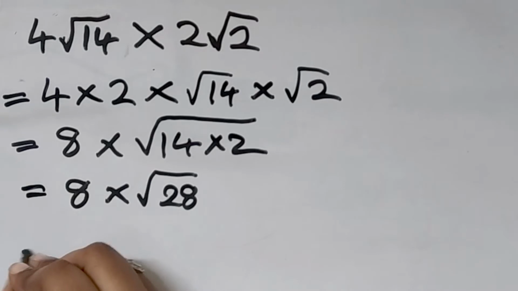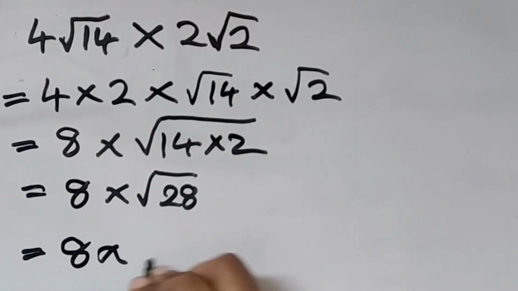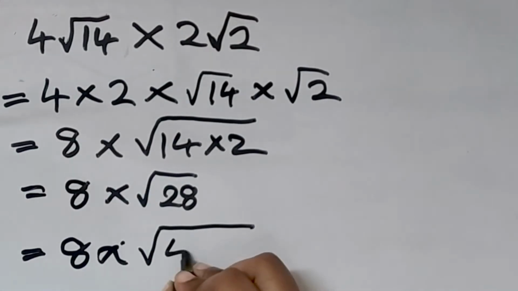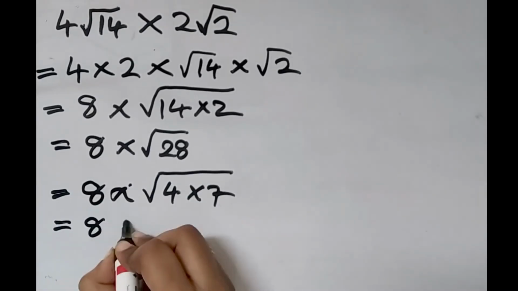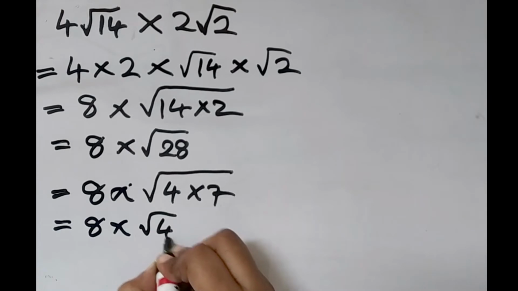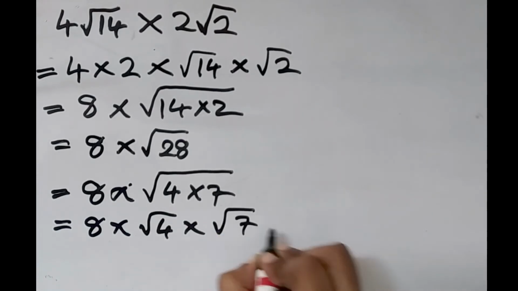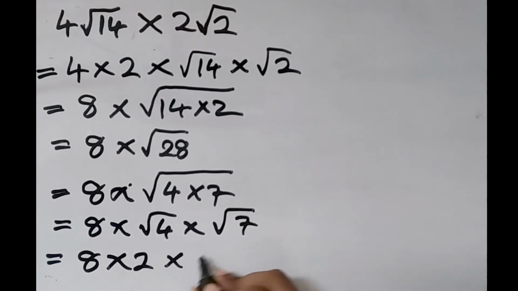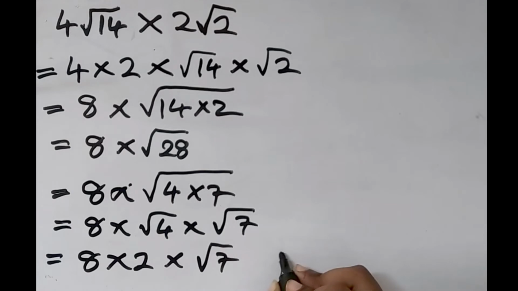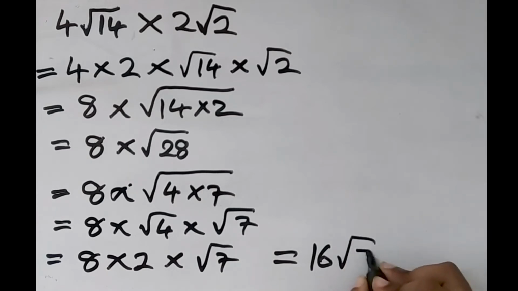So what we will get, which is equal to 8 into 28, we can write it as 4 into 7. So which is equal to 8 into square root of 4 into square root of 7, which is equal to 8 into square root of 4 will be 2 into root 7, which is equal to 8 2s are 16 into root 7. So 16 root 7. This is the final answer.